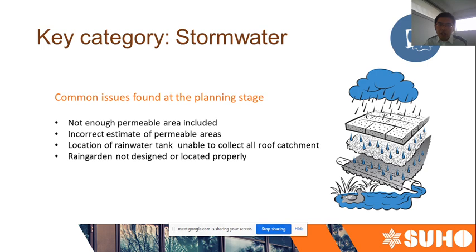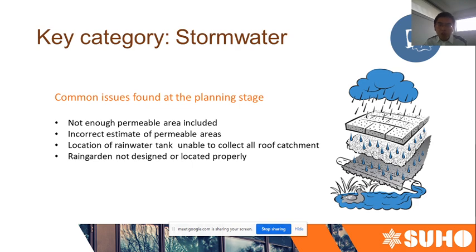The first thing is there will be not enough permeable area included. As we all know, for developments, it's hard to balance the vegetated area and the building area or hard surface area. The second thing is there might be incorrect estimation of permeable areas, which I will come back to later with an example.